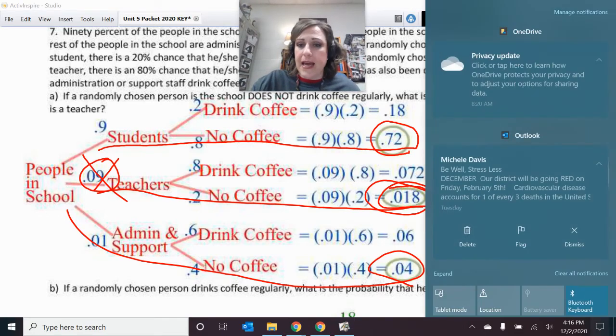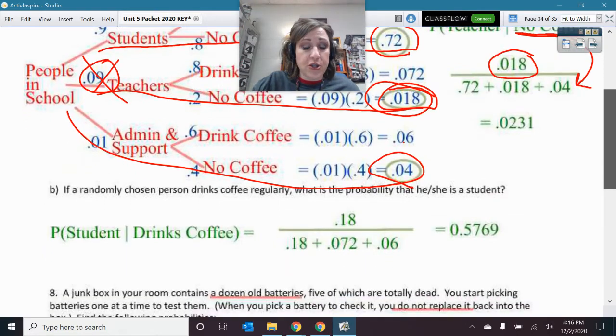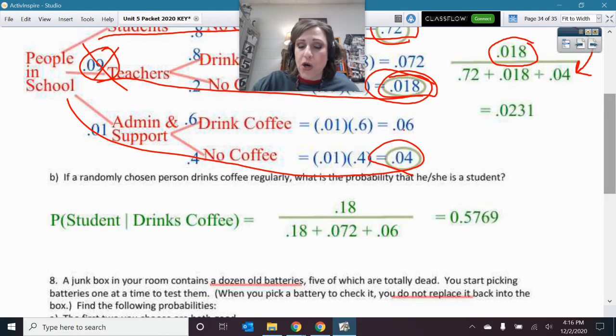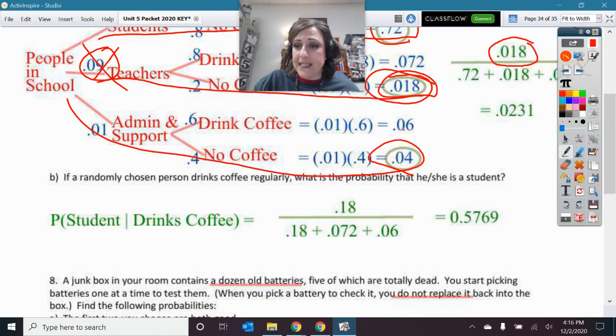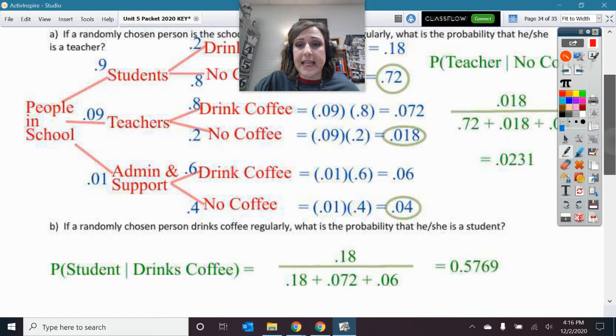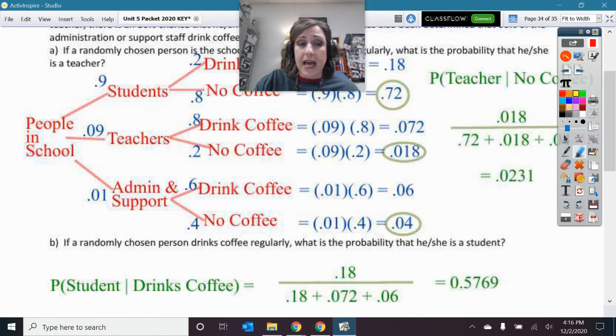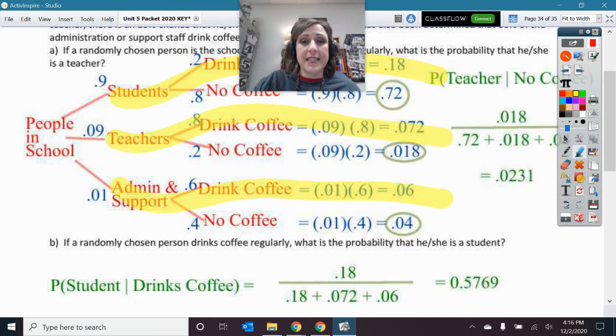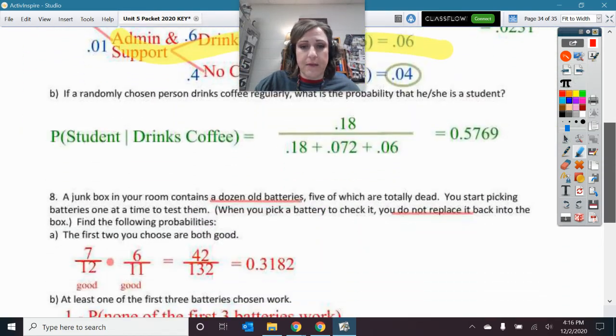All right. And let's see, if a randomly chosen person drinks coffee, then what's the probability here? She is a student. So then I had those different pieces to look at. In that case, I had to look at my drinking coffee. And my drinking coffee was the 0.18, the 0.072, and the 0.06, of which the part I'm interested in was the student part. So right here, the 0.18 was the student part of that denominator.